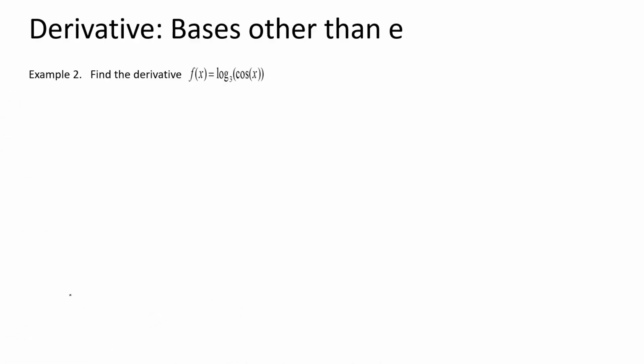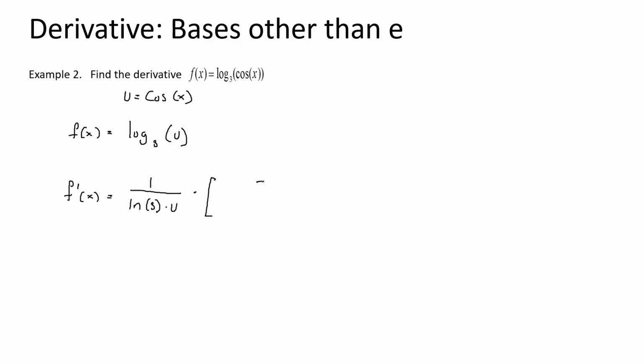Now let's look at our second example. This one is a logarithmic function. f(x) is equal to log base 3 of cosine x. Once again, our u will be cosine x. So our function is log base 3 of u, and the derivative will be 1 over (ln 3 times u), this quantity, times the derivative of u. Our u was cosine, so the derivative will be negative sine x. Once again, let's substitute our u back in and simplify to get our answer.